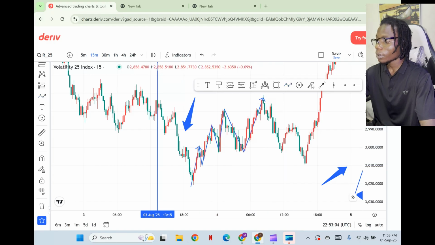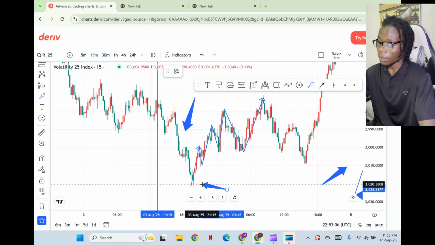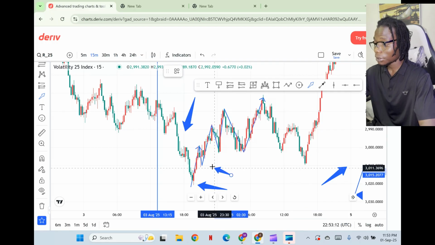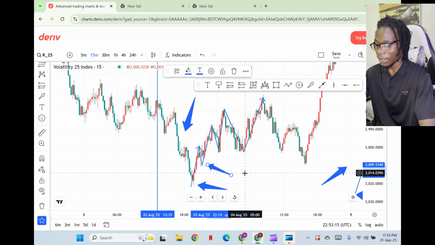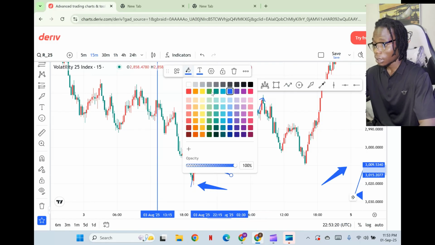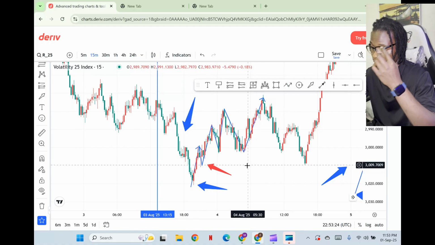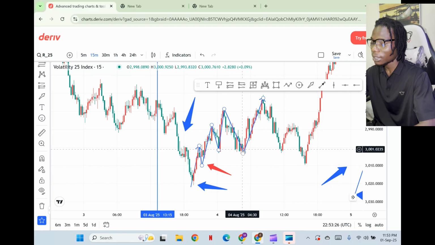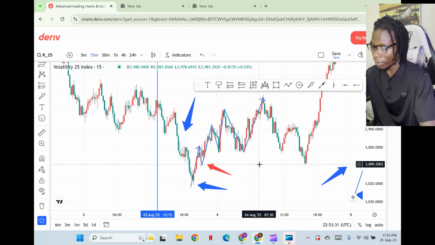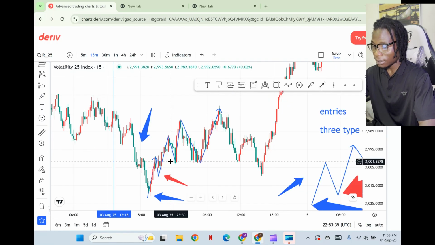Let's say you entered at this point. This will be your first entry. The second entry is the retest, where price came into the demand zone. Then your third entry is the follow-up, which is not here. Remember, I drew this here and the third entry is not here.